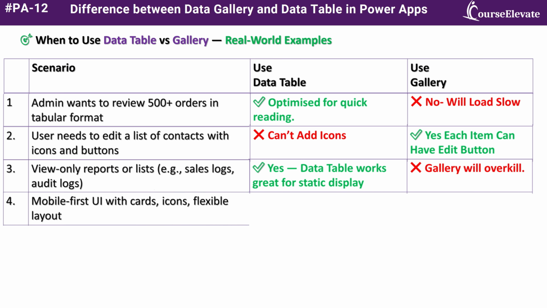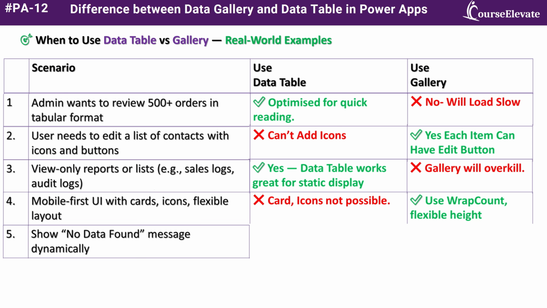Next scenario, you are building a mobile-first UI that needs to show contacts in cards with icons and layouts that adjust to the screen. Which one do you choose? This is a classic example of gallery. A data table simply can't create a card layout. With a gallery, you can use properties like wrap count to create a beautiful modern UI as we did earlier.